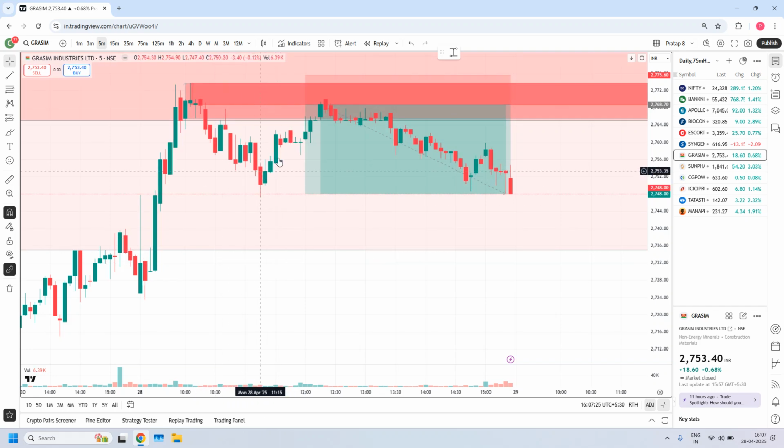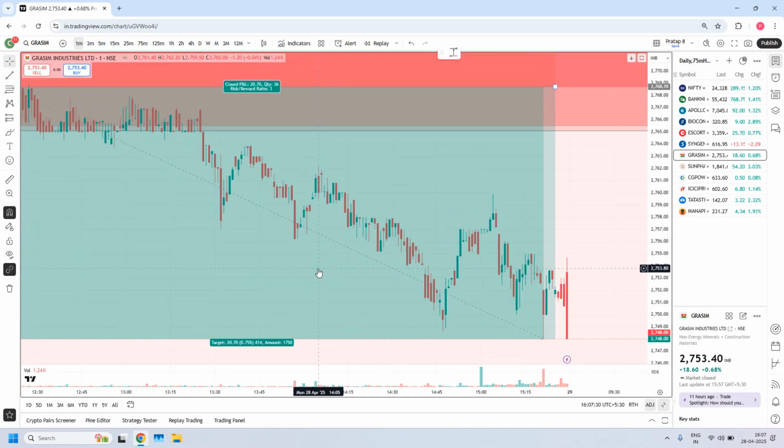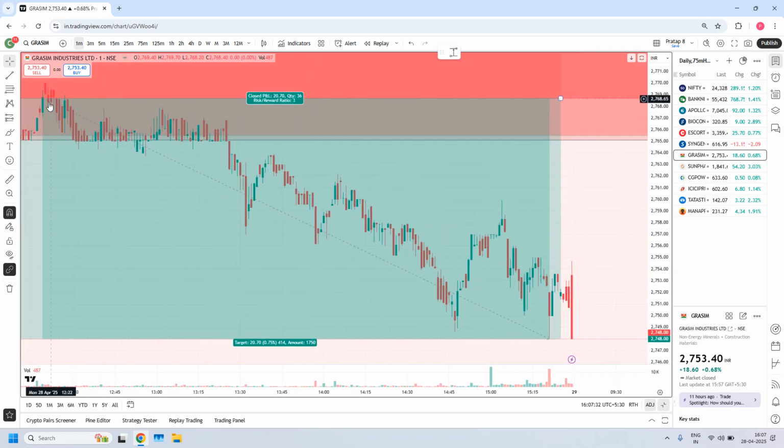Okay, anyway, today prices entered into the zone. Let me go to the 1 minute time frame. You got a trade exactly at 12:19. Prices entered the zone, then slowly they are moving.